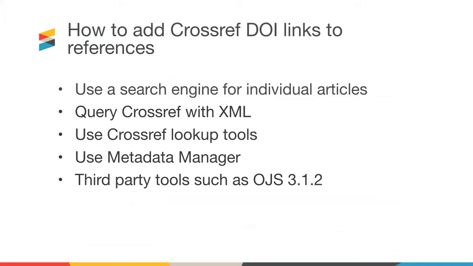Reference linking is accomplished by members and their production teams with the assistance of authors and editors who add the links to the references in the articles. You can ask your authors to add DOIs to their reference lists, or you can add this later at a copy editing stage. There are a number of different ways to add DOIs to references. You can do this via a search engine, which is very easy, but it's quite slow. You can query the Crossref API with XML, which is really efficient, but it does require some skill with XML. We also have our own lookup tools, and I'll show you one of them in the next slide. Some third parties also enable this, such as OJS, which has launched an updated plugin for reference deposits. And at Crossref, our new Metadata Manager tool will help you to link and deposit your references as well.